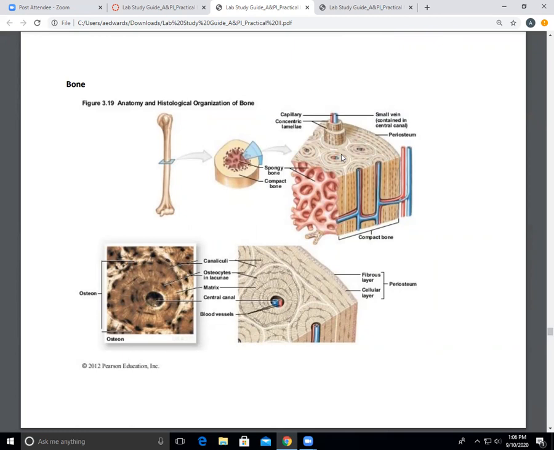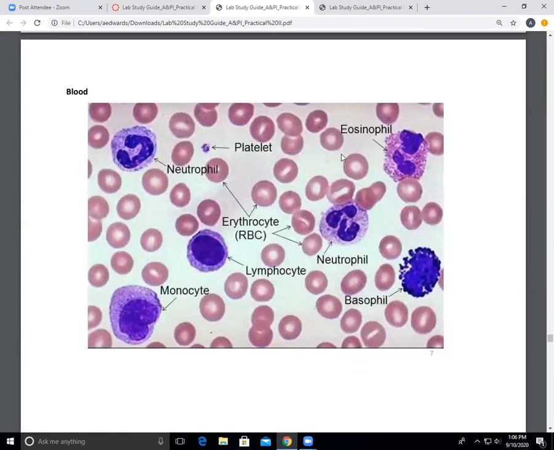Here's another view from the side of the compact bone, and another view of the spongy bone. These are all fair game structures we could ask you. All right, so that was supporting connective tissue.